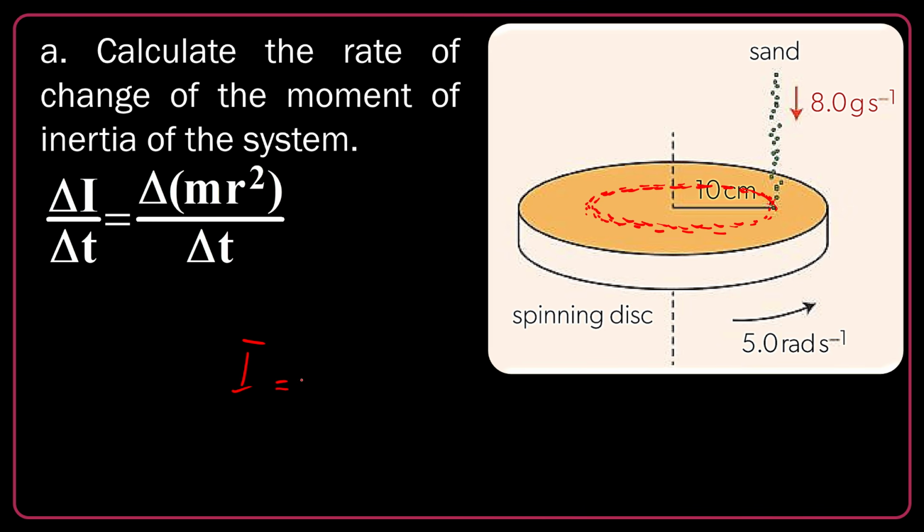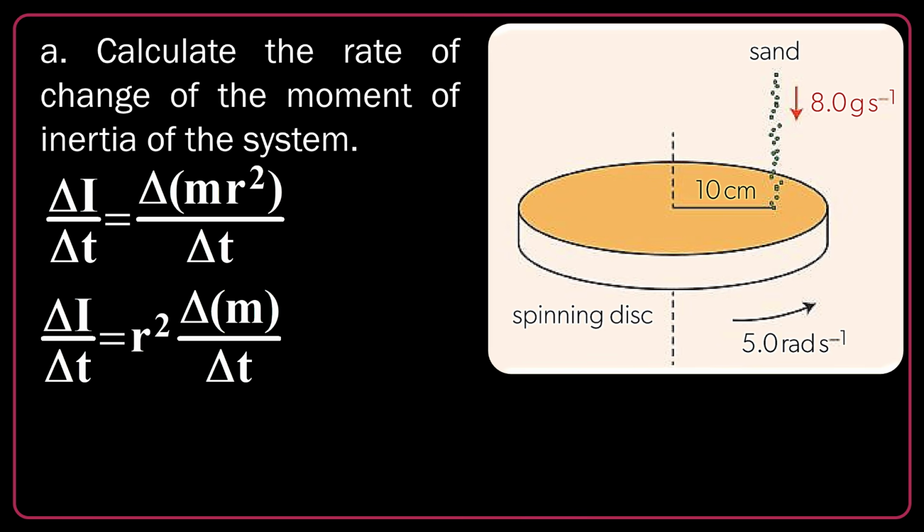Moment of inertia of a ring is mass times r squared. R is the radius of the ring, okay? But the thing is, this mass is not constant. It is increasing. This is why we keep it in the delta, but as r is constant, r can be out of the delta. So let's write it as r squared times delta m over delta t. We don't have anything to do with the moment of inertia of the disk. The original disk has a constant I. This change of moment of inertia is just because of the pouring sand.